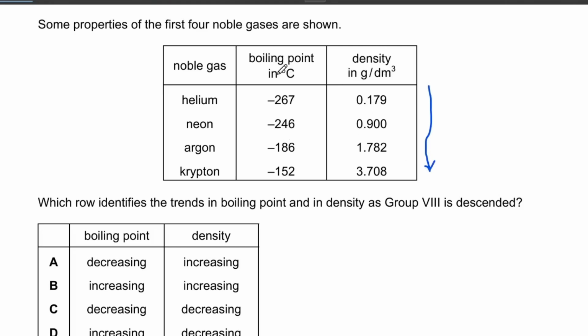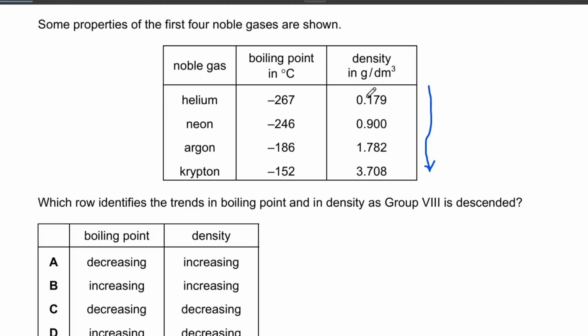So look at our boiling point. As you're going down the group, it is increasing. This is a negative number, so be careful that you don't think that it's decreasing. It's actually increasing. So that means boiling point is increasing. Our answer is between B and D.